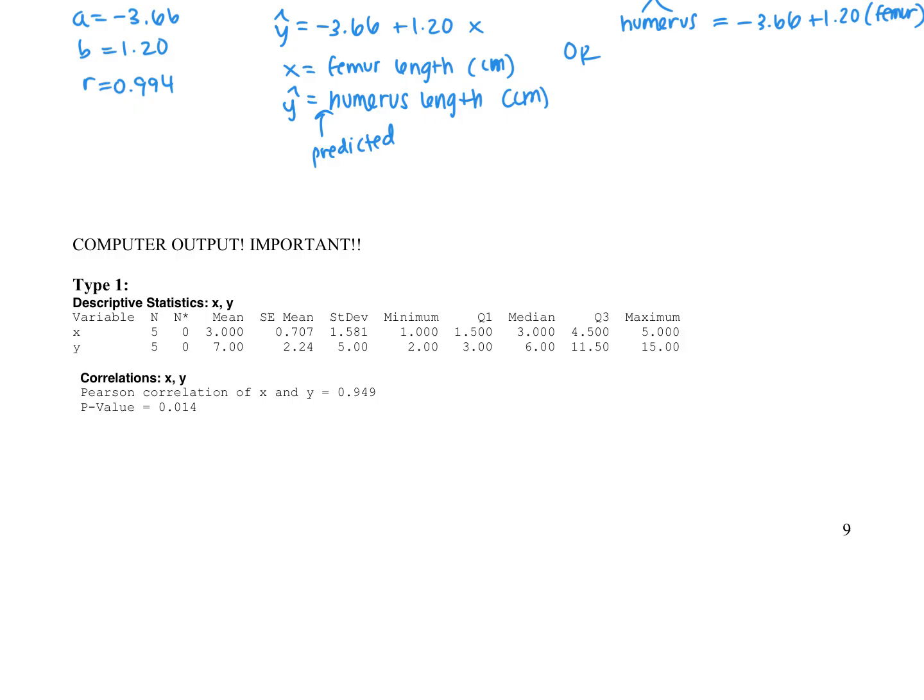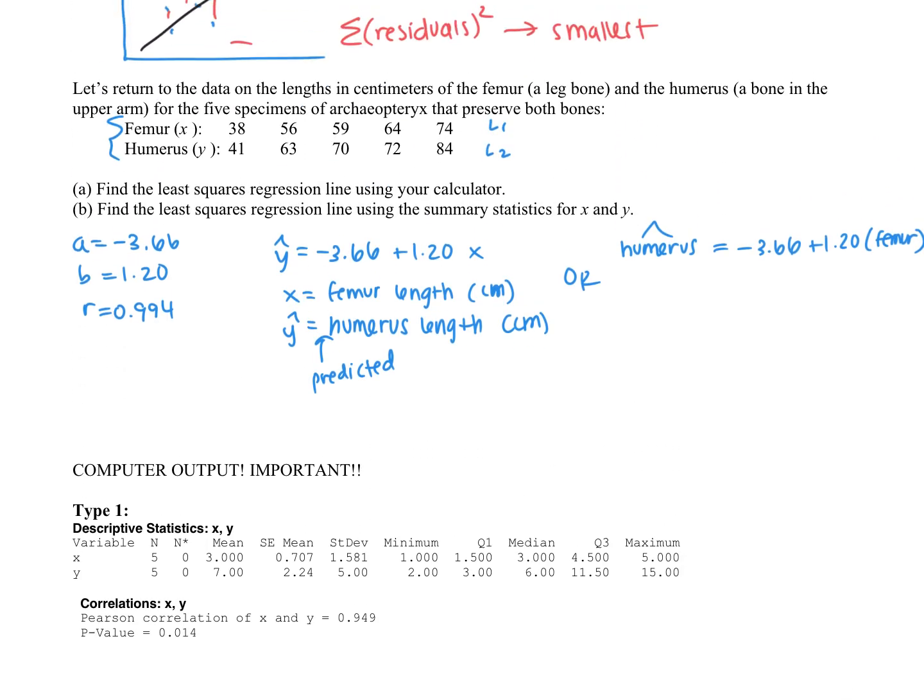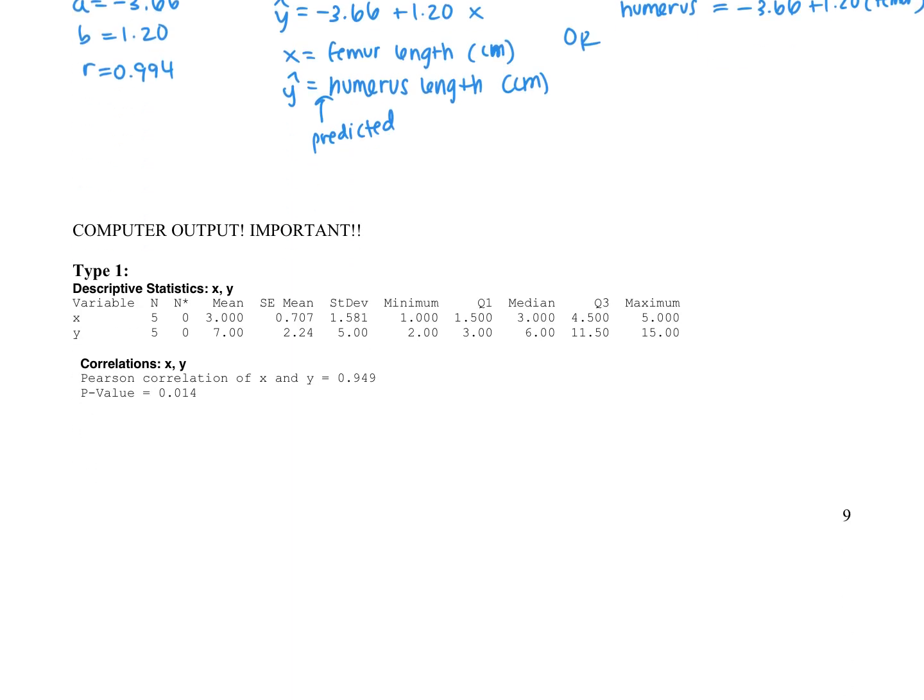Here's the second way, using computer output. It is very important that you know how to use computer output. It is very unlikely on the AP test that you would get a question where you have to put data in your calculator. That is very rare, because if you put the numbers in your calculator wrong, you're going to get the wrong answer and the AP test can't grade that. So in all likelihood you're going to get computer output that you have to read.